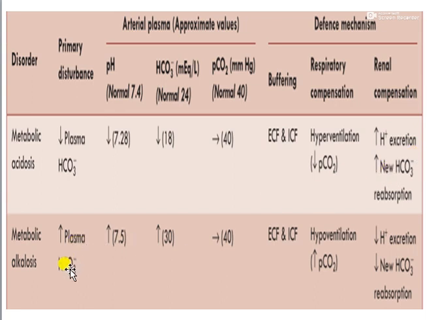In metabolic alkalosis, there is an increase in plasma bicarbonate ion and pH increases to 7.5. The HCO3- ion increases from a normal 24 to 30. PCO2, that is partial pressure of CO2, is 40, and respiratory compensation is hypoventilation, which means PCO2 will increase, H+ excretion is decreased, and bicarbonate reabsorption will decrease.